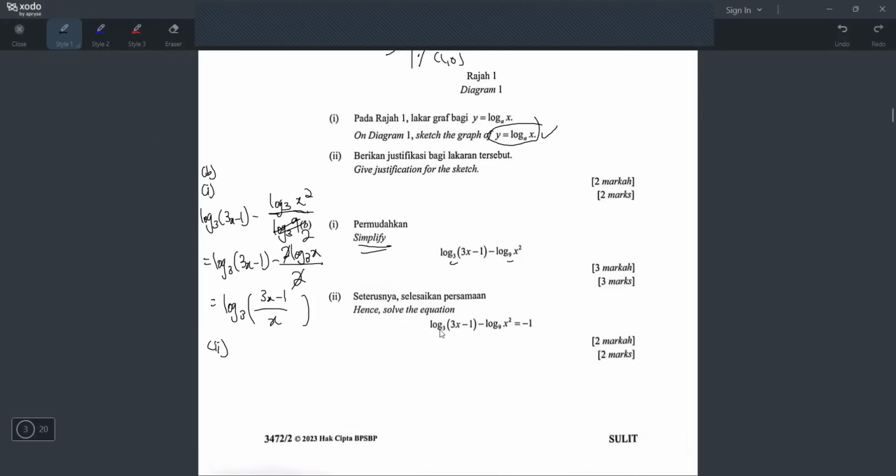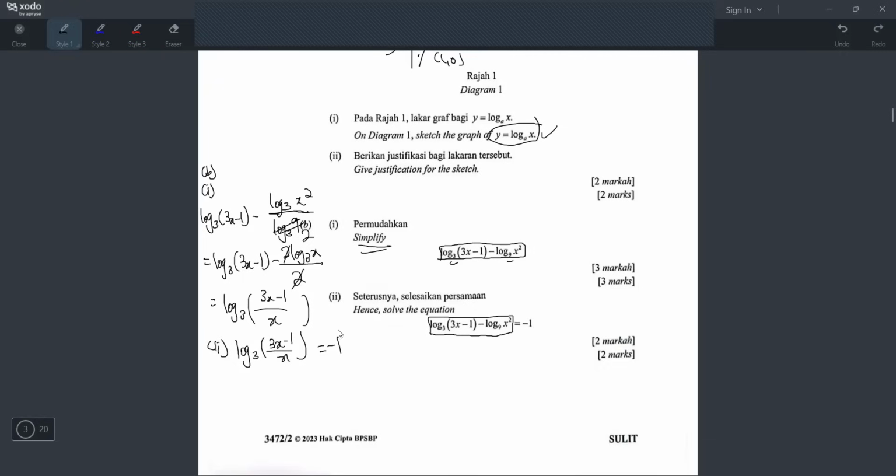Hence, solve this equation. Log 3x minus 1 base 3 minus log x squared base 9 equals -1. Did you notice that this thing looks exactly like this? It's the same, right? You see? It looks exactly the same. So this whole thing, you already did it. You already simplified. So why not just take your last question's answer, log 3x minus 1 over x, this whole thing, then equals -1, right? Because you already know when you simplify this, you're going to end up with this, right? So just take this whole thing equals to -1. And now you can solve for x, very easy.